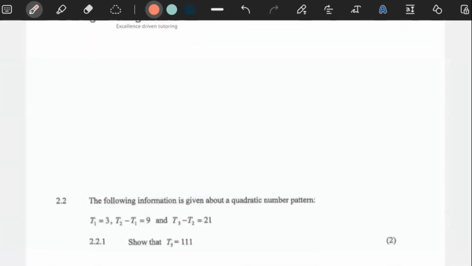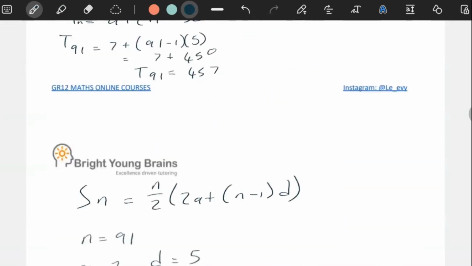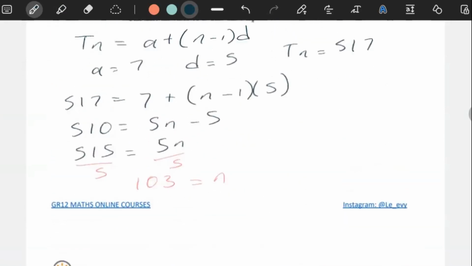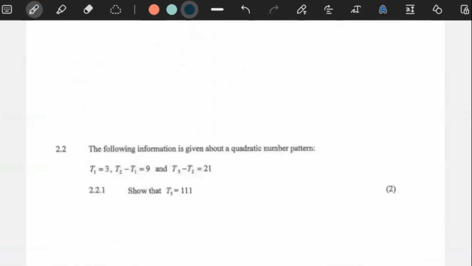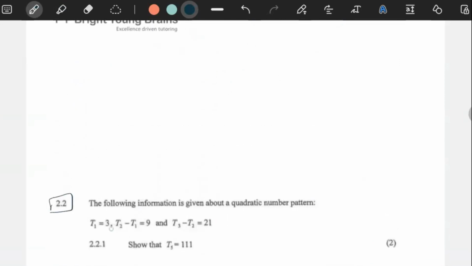The one thing you want to take note of is that it is 2.2, right? Whereas all these questions here were under 2.1. You see, we have 2.1.1, 2.1.2, and 2.1.3. So because this is 2.2, it means it's a new question on its own. You see, they told us here that term number 1 is a 3. Okay, so as you can see, as I'm already reading this, I'm already starting to make notes. So T1 is 3, meaning that the first term is 3.